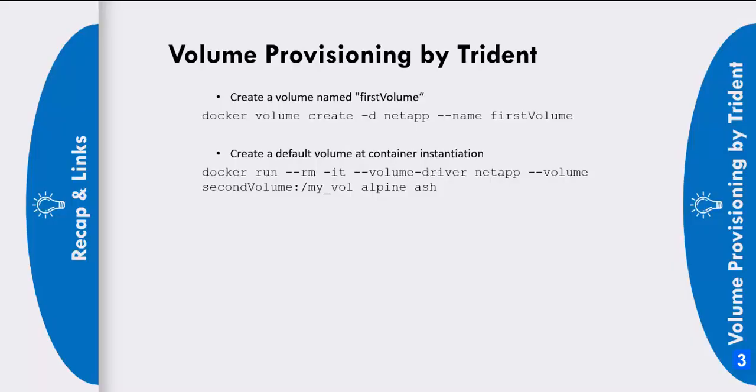Now let's observe how to provision a volume using Trident. To create a volume, use the docker volume create command with the -d option, and to create a default volume at container instantiation, use docker run with the --volume-driver option.